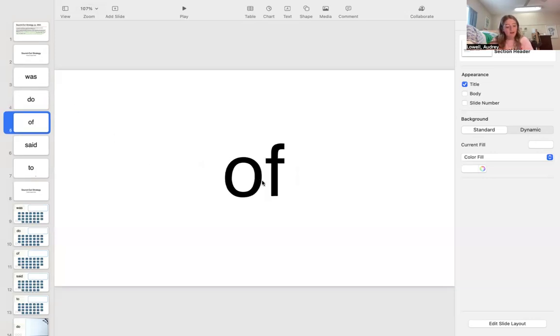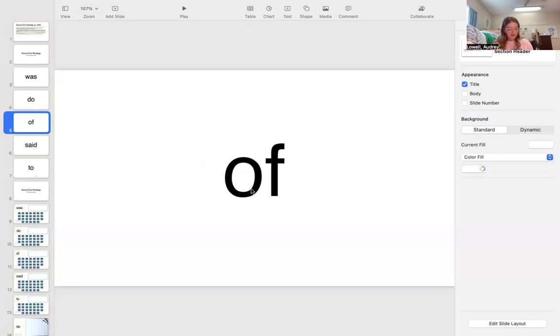This is the word of. What's the word? Of. Now I'm going to sound out this word. O. Off. That's how we sound out the word, but this is the way we say it. Of. How do we actually say it?